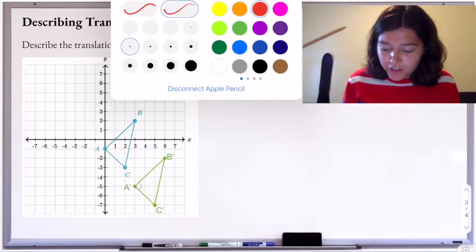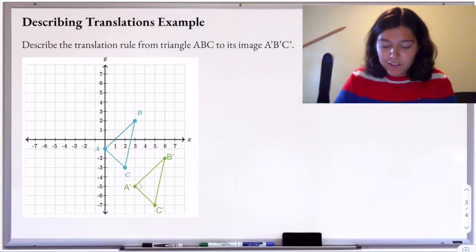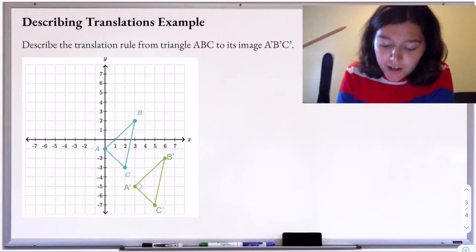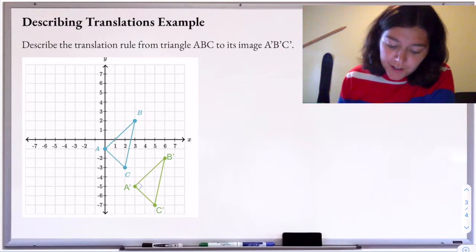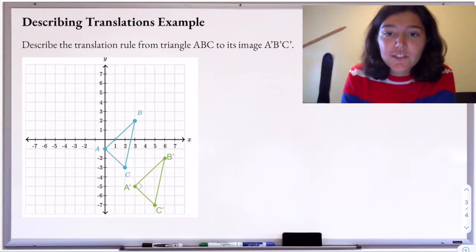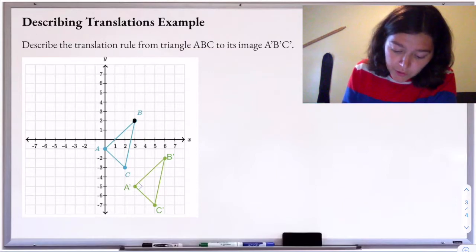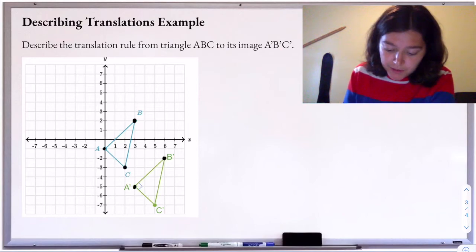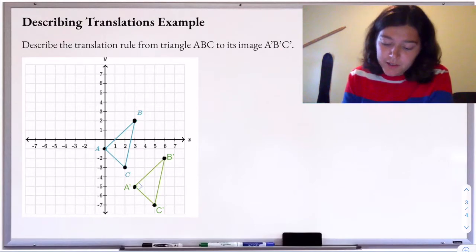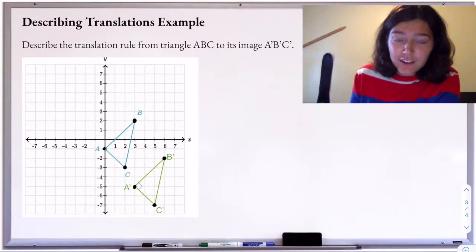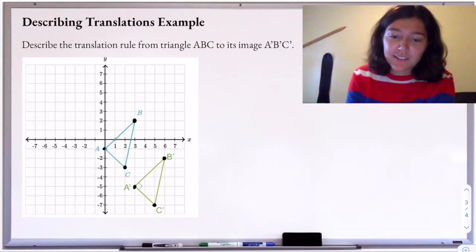All right, so we know how to spot a translation. The next step is trying to describe them. So here we see a translation. We want to describe the translation rule from triangle ABC to its image A prime, B prime, and C prime. Okay? So again, we're going to match up these corresponding points, A and A prime, B and B prime, and C and C prime. How do we get from B to B prime? And whatever is the case there, that's going to be the same rule that applies to get from A to A prime and C to C prime.